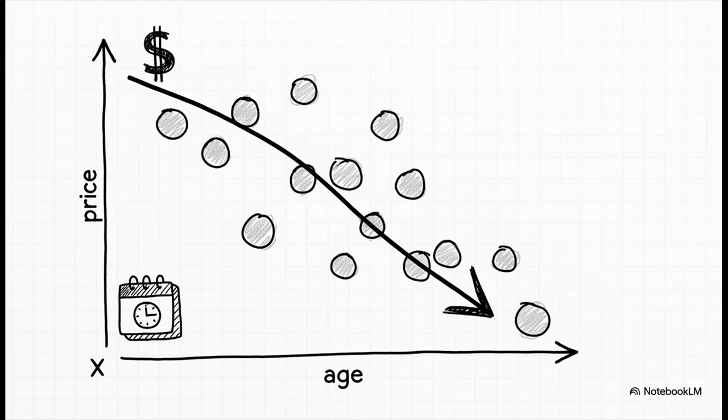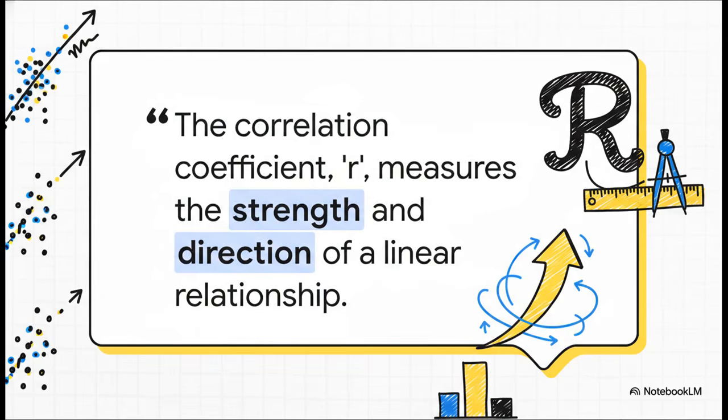And then you've got the exact opposite. As one thing goes up, the other tends to go down. The classic example is a used car's price. Generally, the more miles on the car, the lower its price. A clear downward trend. So instead of just saying, yeah, it kind of looks like it's going up, statisticians gave us a much more precise tool.